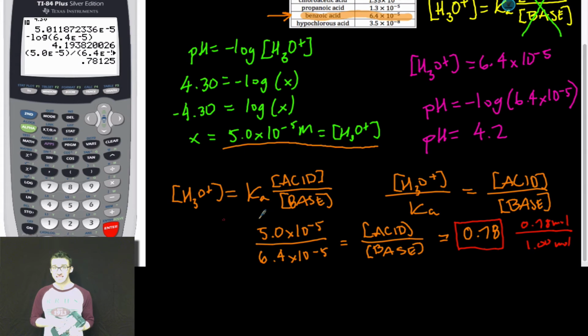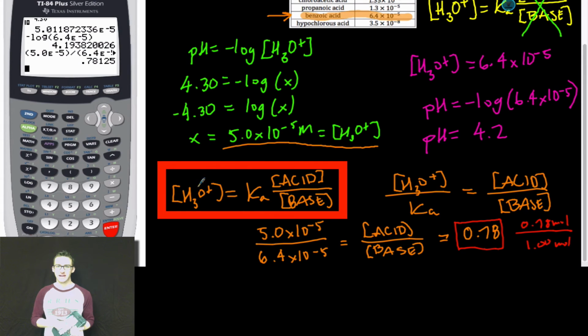Again, come back to this expression. Always come back to this expression. If it's not a 1-to-1 ratio between our weak acid and conjugate base, but a ratio of 0.78, and we multiply that by our Ka, 6.4 second E negative 5, close parentheses, notice that we get the hydronium ion concentration that we want for our desired pH. Boom.